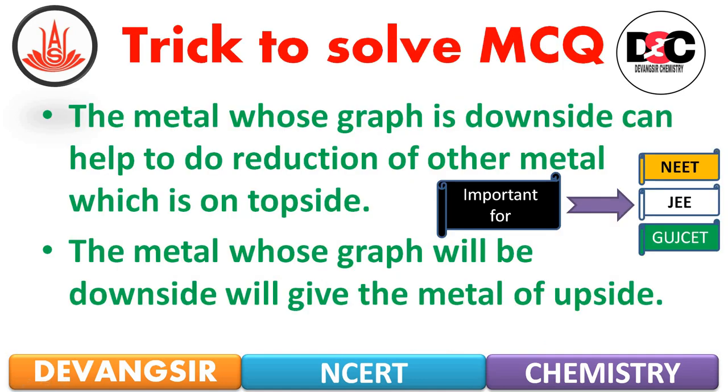Now, a trick to solve the MCQ, very much important for NEET as well as JEE as well as GUJCET. Try to remember this, my dear students. The metal whose graph is on the downside can help in the reduction of another metal which is on the top side. Very simple.